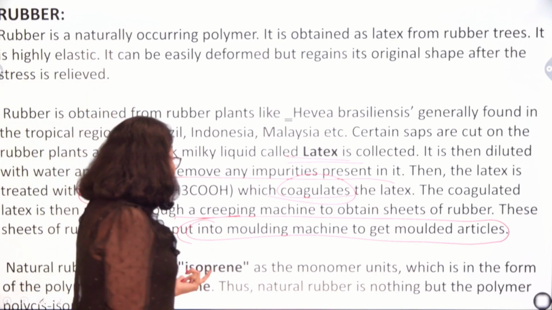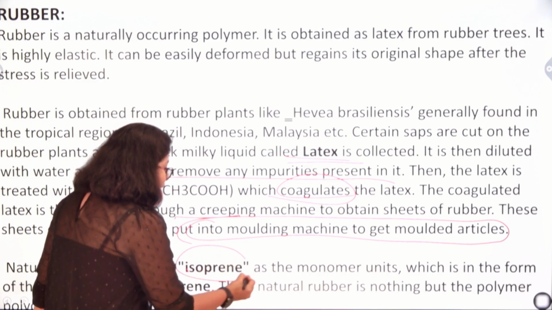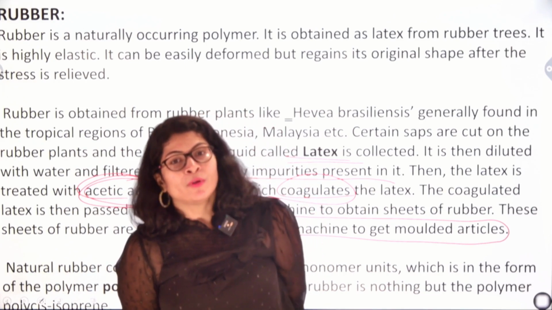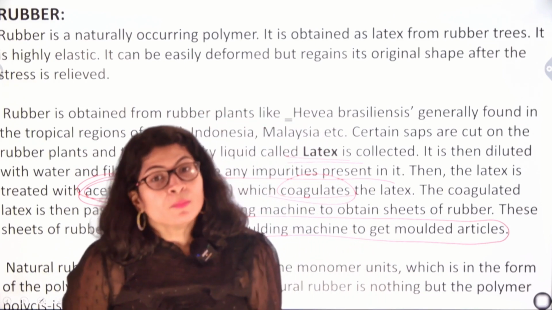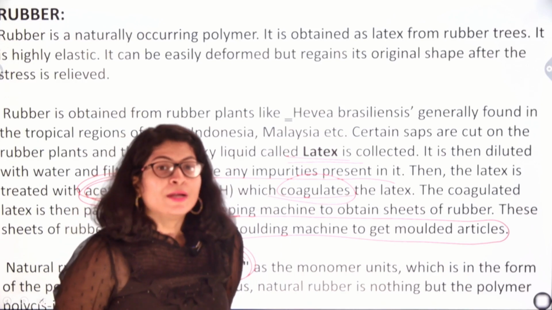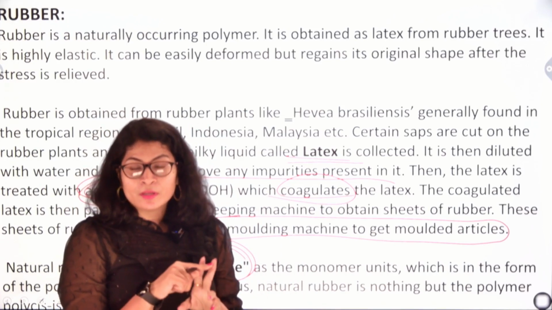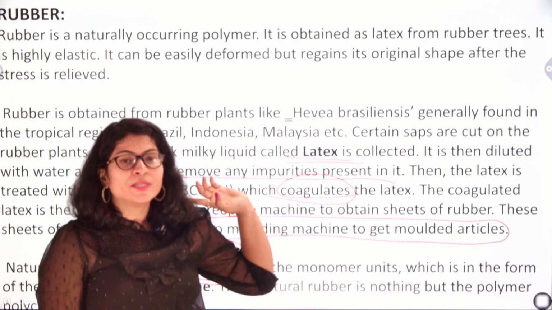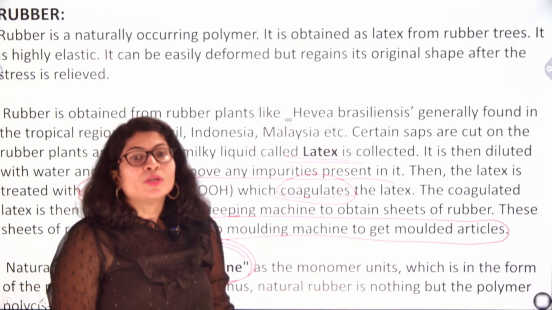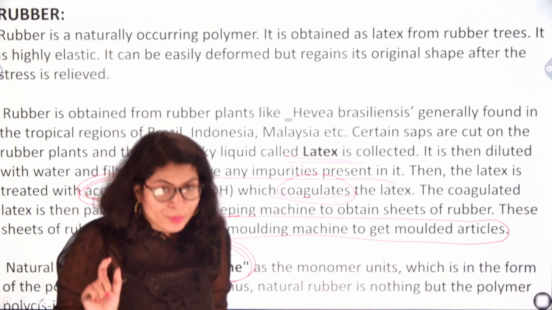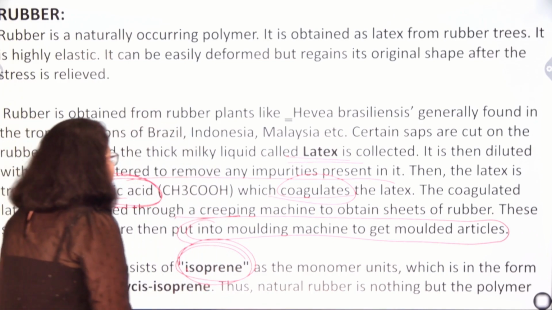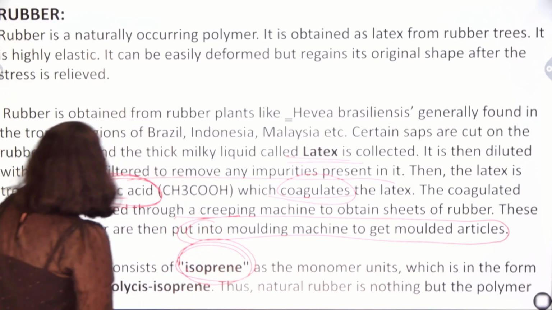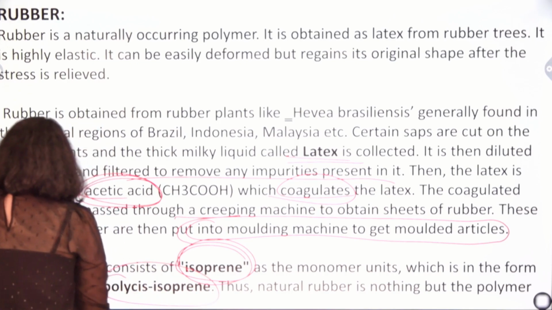Now, rubber consists of a monomeric unit called isoprene. The monomeric unit of rubber is isoprene. So, a polymer of isoprene will be polyisoprene, and it is a cis isoprene. We have two configurations: the cis configuration and the trans configuration. Natural rubber is basically a cis isomer, so it is called poly-cis isoprene, a polymer of the monomeric unit isoprene, and hence the name.